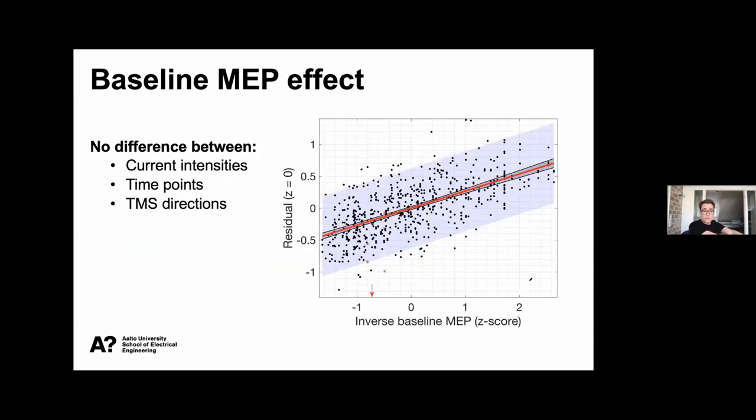So let me show the modeled results. So first of all, it turned out that the baseline MEP had a large effect on the results. So here on the x-axis is the inverse of the baseline MEP, or actually it's the Z score. And there was a very strong effect on the normalized MEP amplitude. So if you had a lower baseline MEP, the normalized MEP tended to be higher. And if you had a higher baseline MEP amplitude, the normalized MEP tended to be lower. There were no differences between current intensities or time points or TMS directions in this relationship. So also the sham had a similar effect.